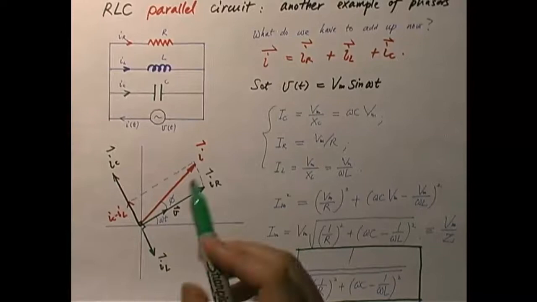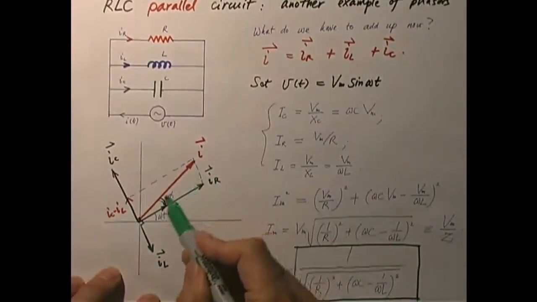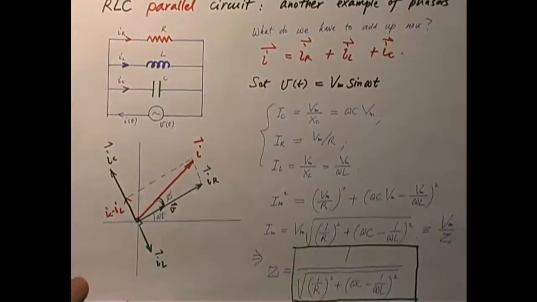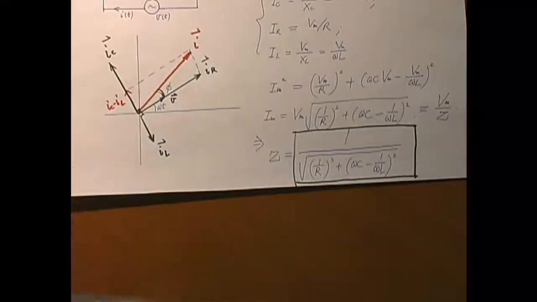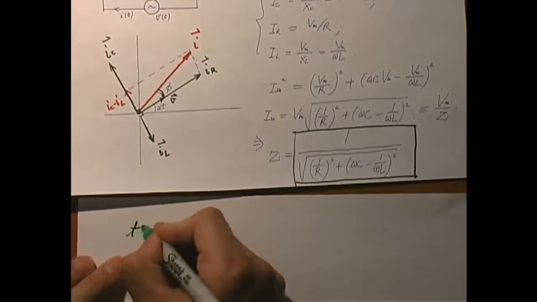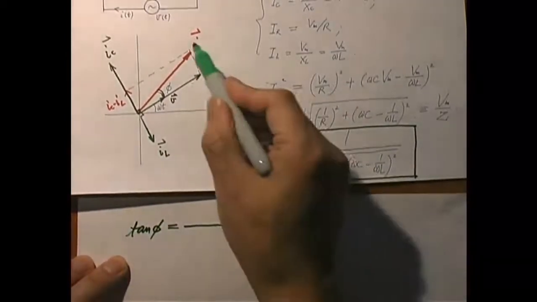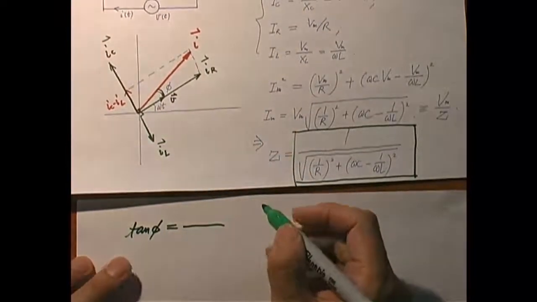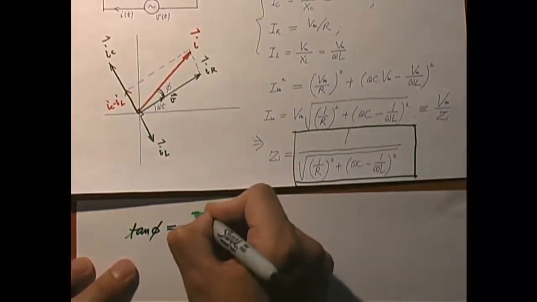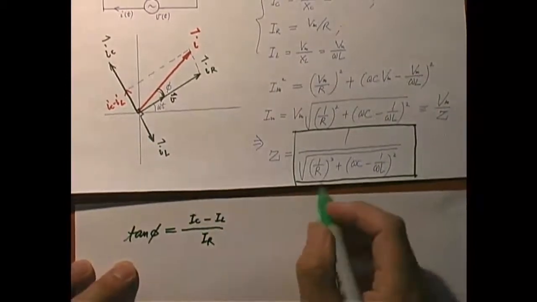Now how do you find this angle phi, the phase angle? Well, again, tangent phi equals this over that. So I am going to write down the formula for the phase angle. Tangent phi equals what? This over that, which is IC minus IL over IR, right?